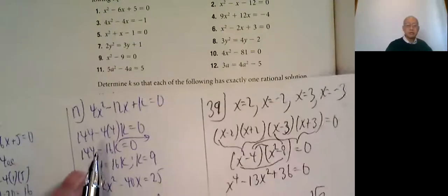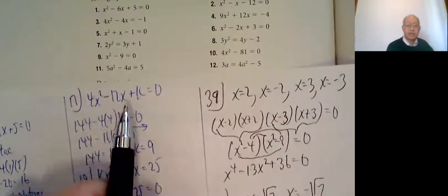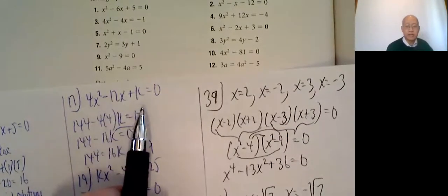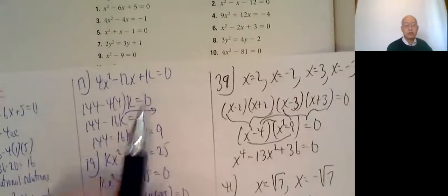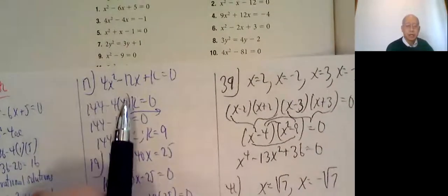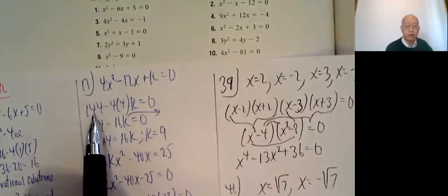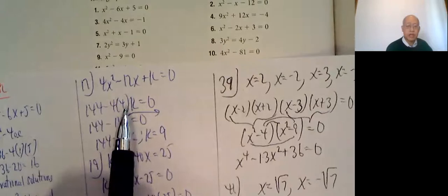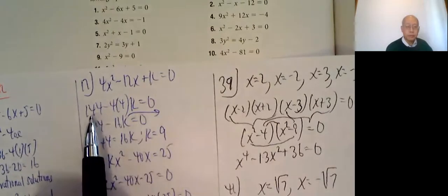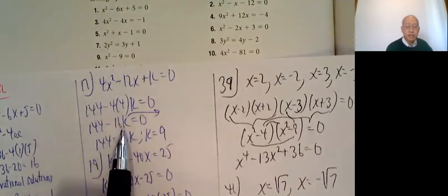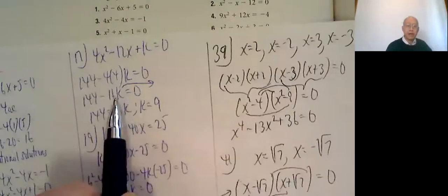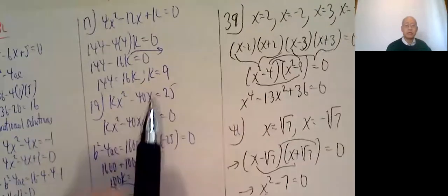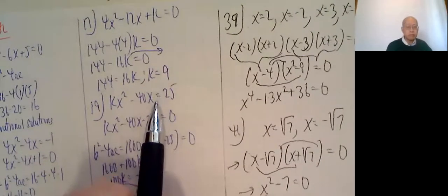Okay, here's 17. 4x squared minus 12x plus k equals 0. So a is 4, b is -12, c is k. So do the discriminant, b squared minus 4ac. So b squared, -12 squared is 144, minus 4 times a, which is 4, times c, which is k, equals 0. 144 minus 16k equals 0. Add 16k to both sides. 144 equals 16k, divide by 16, k is equal to 9.